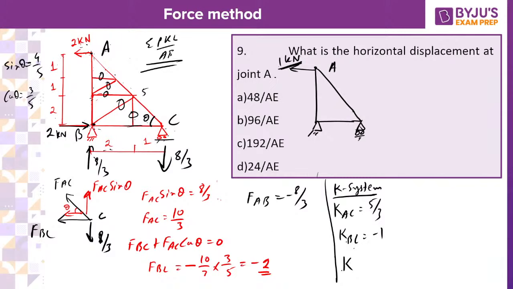K of AB will become divided by 2, that will become minus of 4 by 3. These are the member forces. You got it. What you have to do, if you want to get displacement in a horizontal direction at A, that is nothing but summation of PKL by AE. Just do that. So 1 by AE you keep at side. Write down PKL for all the three members. So P for member AB, what is your P value?